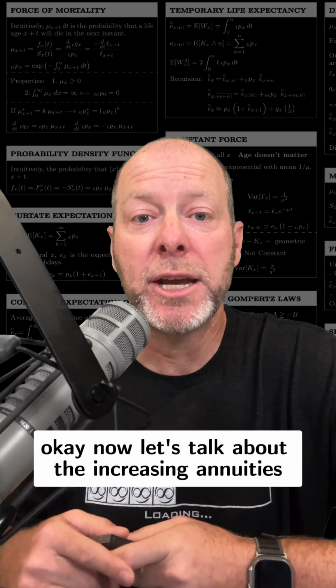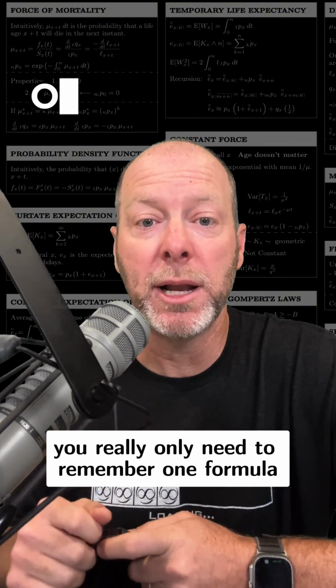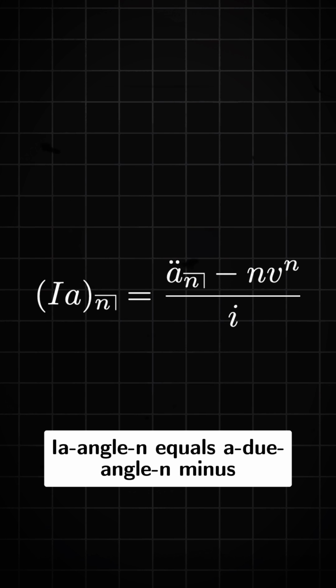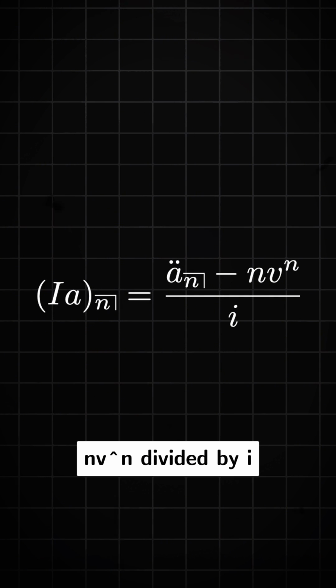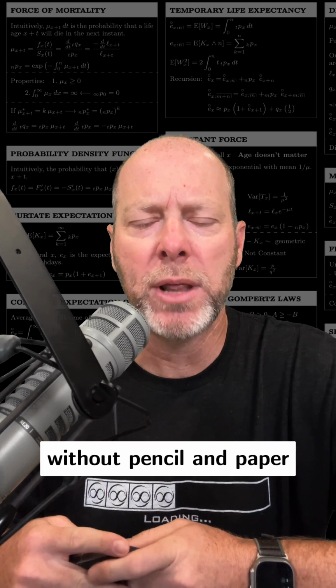Okay, now let's talk about the increasing annuities. For the increasing annuities, you really only need to remember one formula, and that's the formula for an increasing annuity immediate: (Ia)_angle N equals (ä_angle N minus N v^N) divided by i. So how are we going to do this all on our financial calculator without pencil and paper?